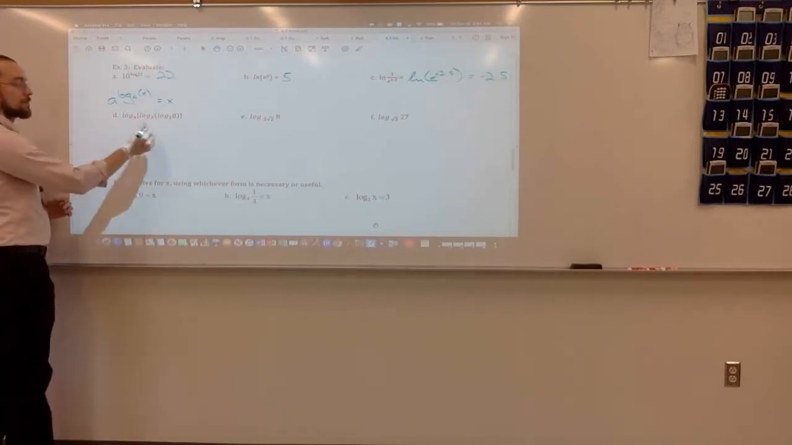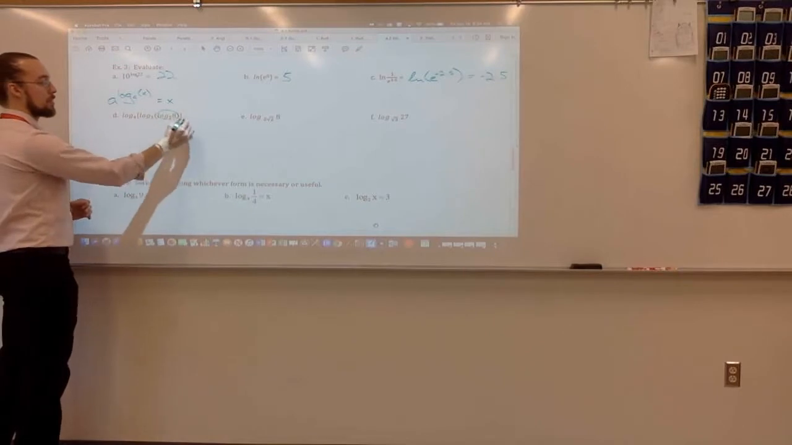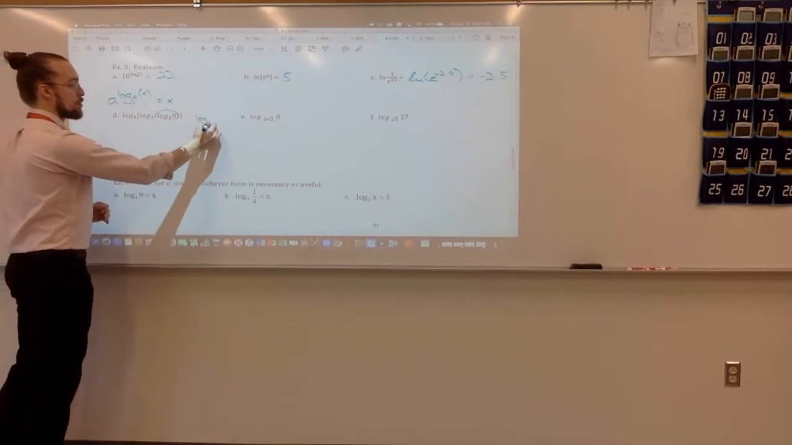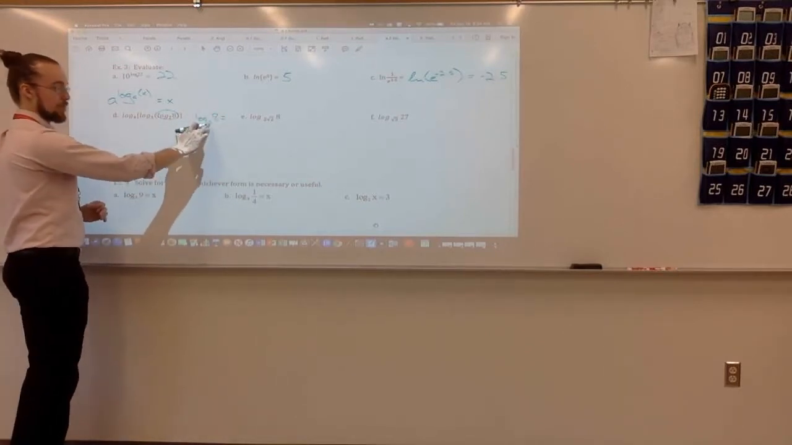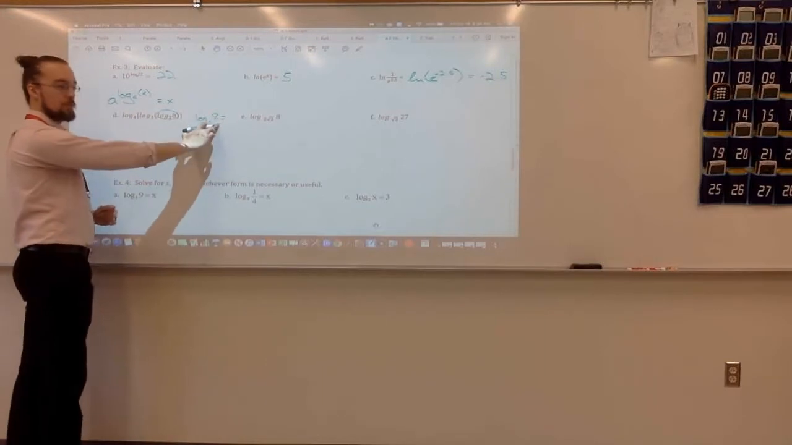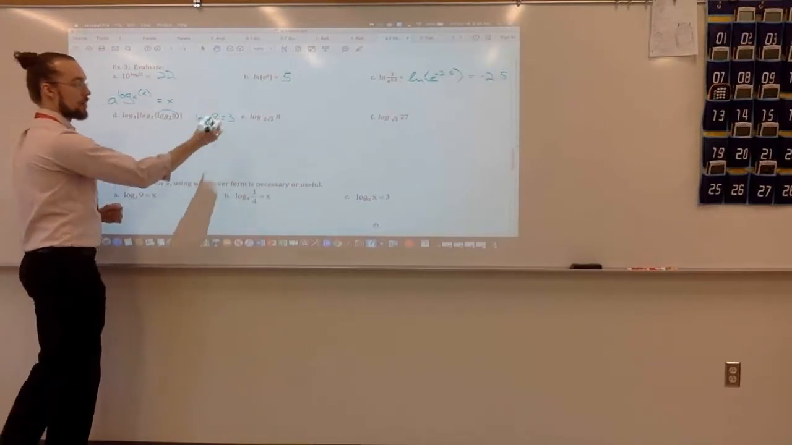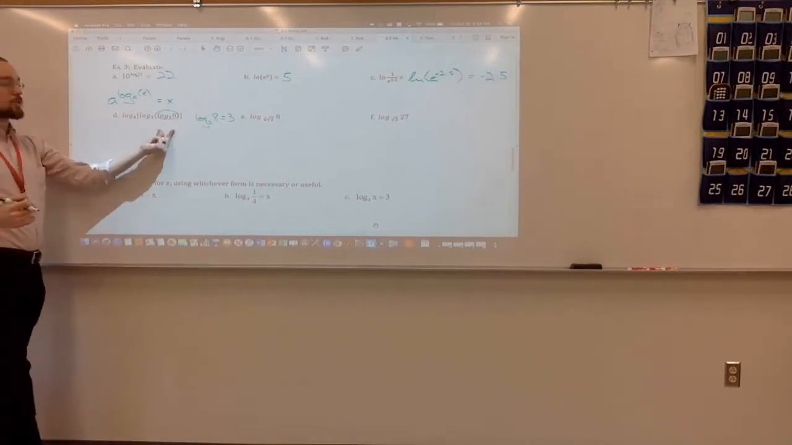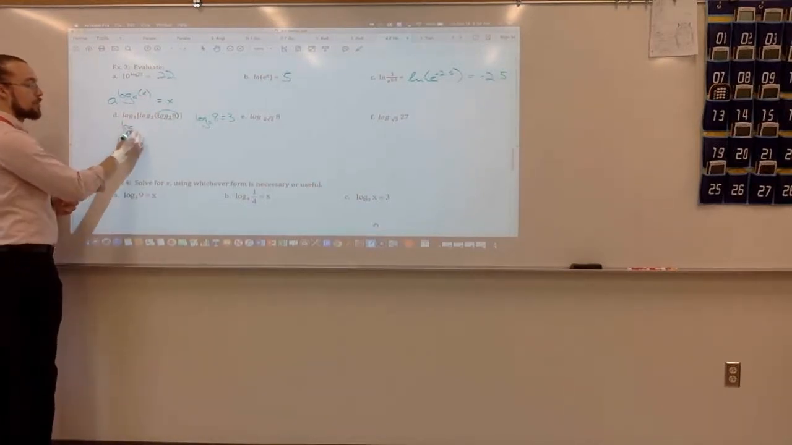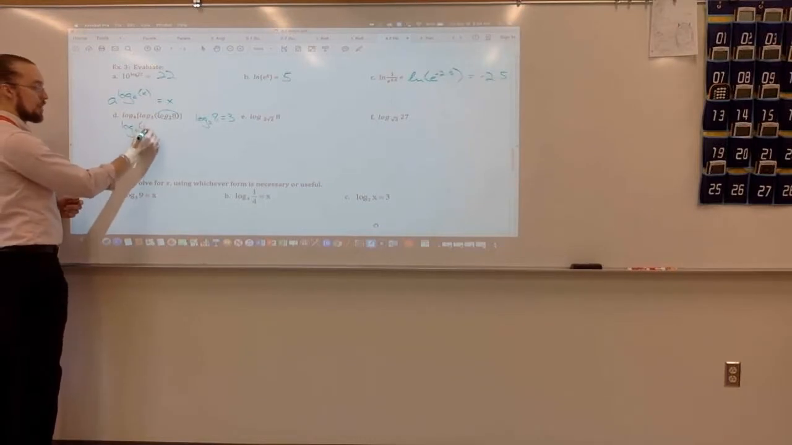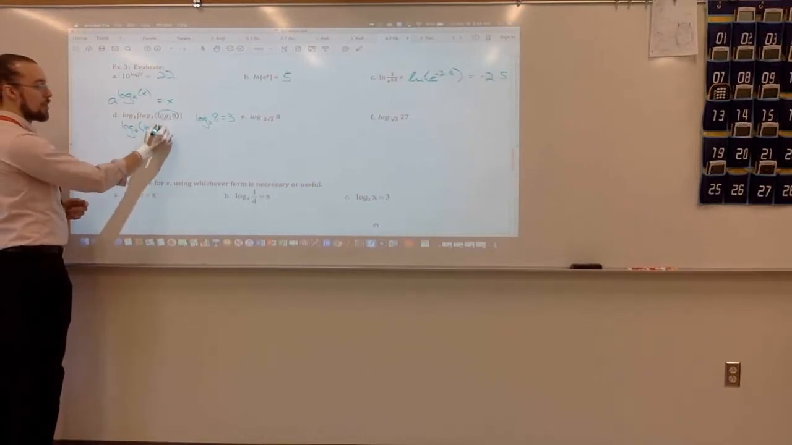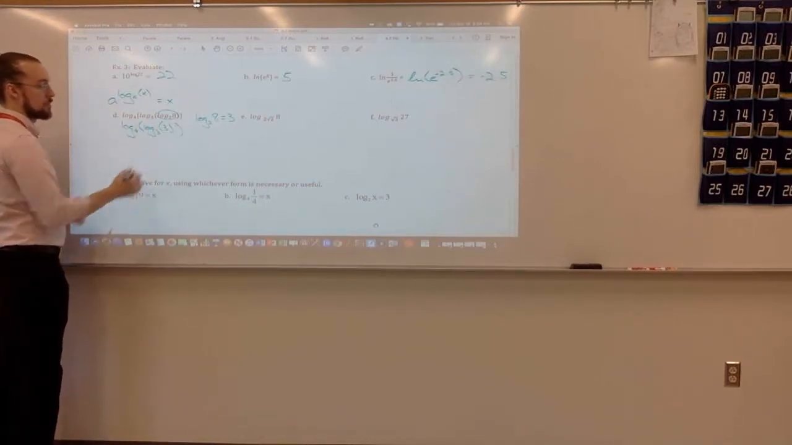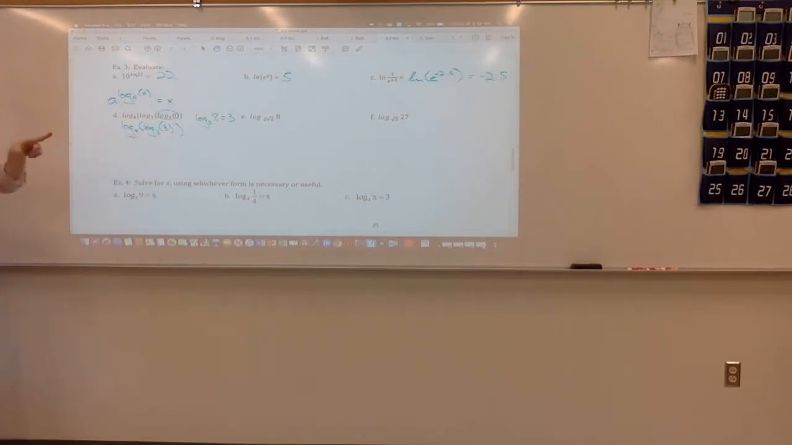Wait, can you explain that? Yeah, so this part right here, log base 2 of 8, we're saying 2 to what power equals 8? Yeah, so 2 to the 3rd power equals 8. So log base 2 of 8 is equal to 3. So I can rewrite this as log base 4 of log base 3 of 3. We're saying that's equal to 3.